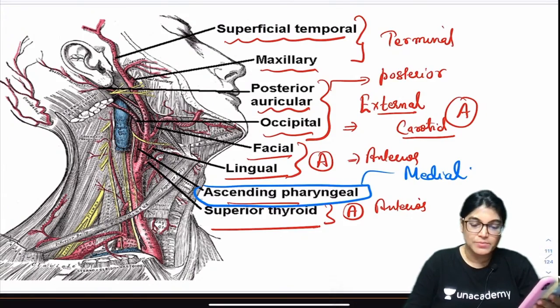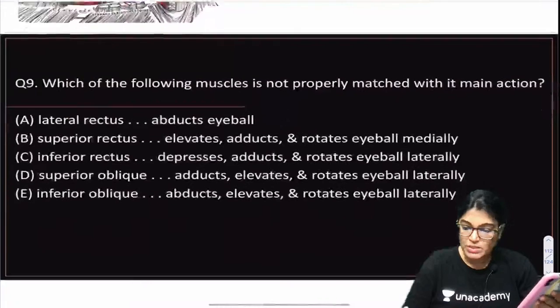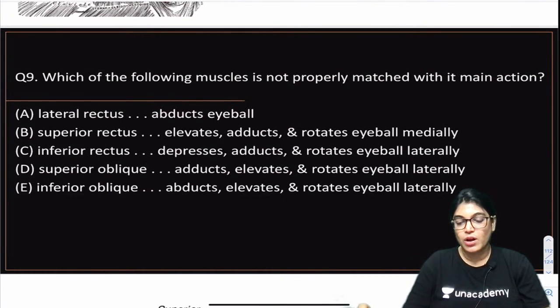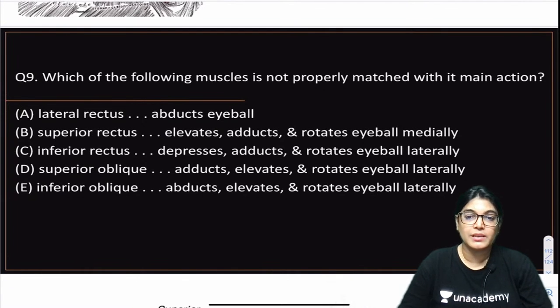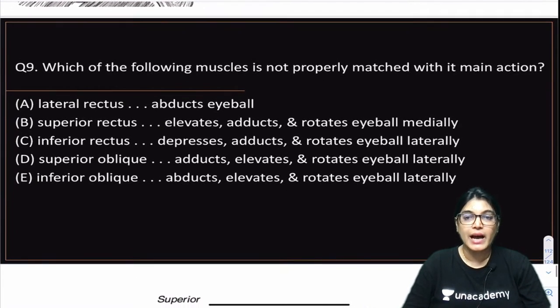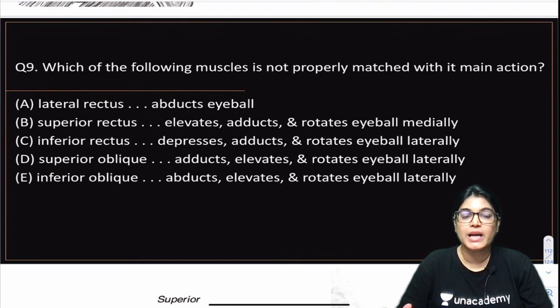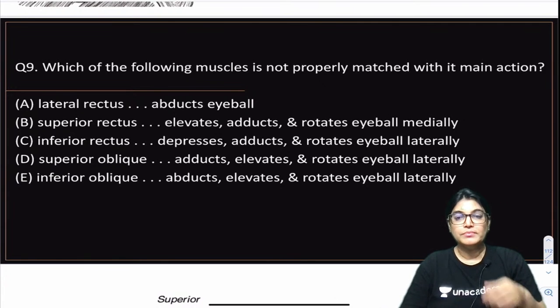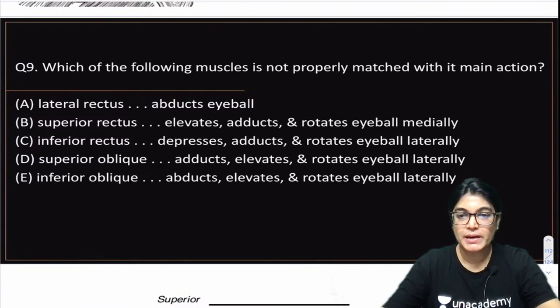Let's move on to the next MCQ, that is MCQ number 9. So two more MCQs are there, so let us complete it. Which of the following muscle is not properly matched with its action? I think most of you should mark it right. If you remember my previous session, I have already explained the action of extraocular muscles. This is a match the following kind of MCQ, so you just match it rightly, which is not matched correctly. Question number 9, please mark it.